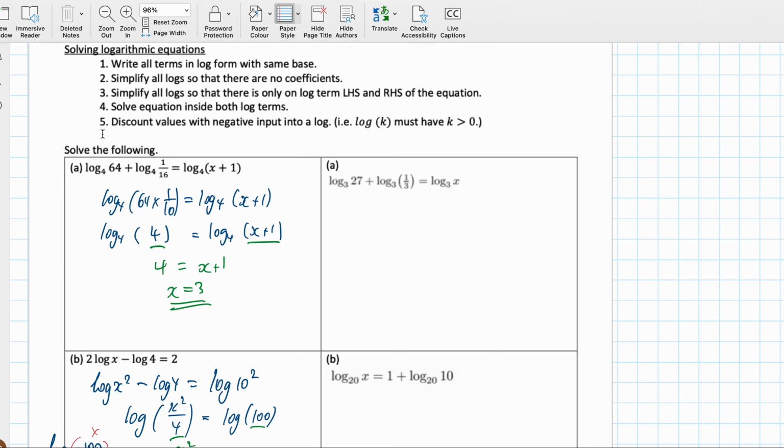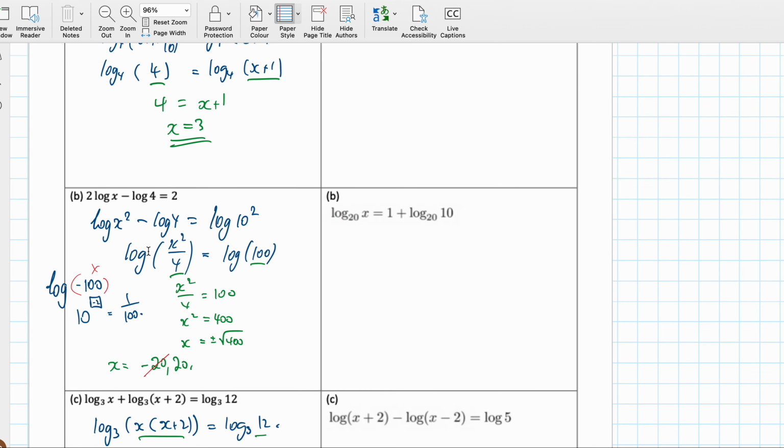Now, the last step here, it says discount values with a negative input into a log, i.e. log k must have a k value greater than 0. Now we can see here, if I got this 3 and put this into where the x is, log base 4, 3 plus 1 is 4, that is a possible value, so we're okay. Let's move on to B.